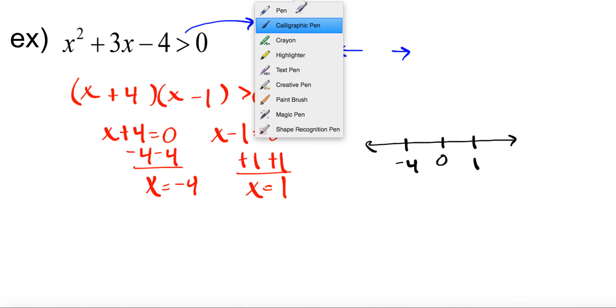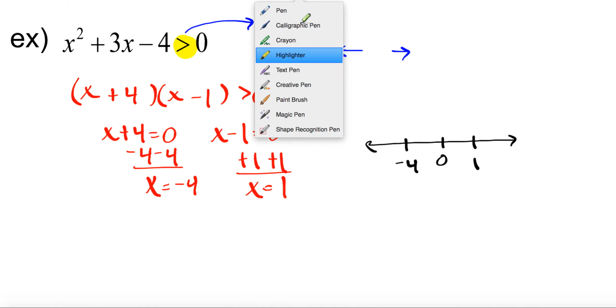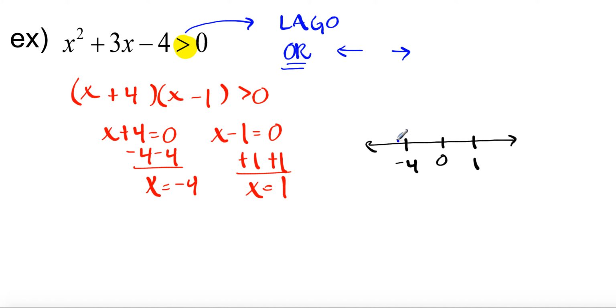And looking at my original inequality, it's just a plain old greater than. It's not greater than or equal to. So I know I'm going to use open circles. And my solutions are going to be less than negative 4 and greater than 1. None of my solutions are right there in the middle. So solve by factoring just like you would an equation, but then remember that if it's a less than or equal to, it's an and graph, so you're shading in between the numbers. If it's a greater than or equal to, it's an or graph, so your arrows go in opposite directions.